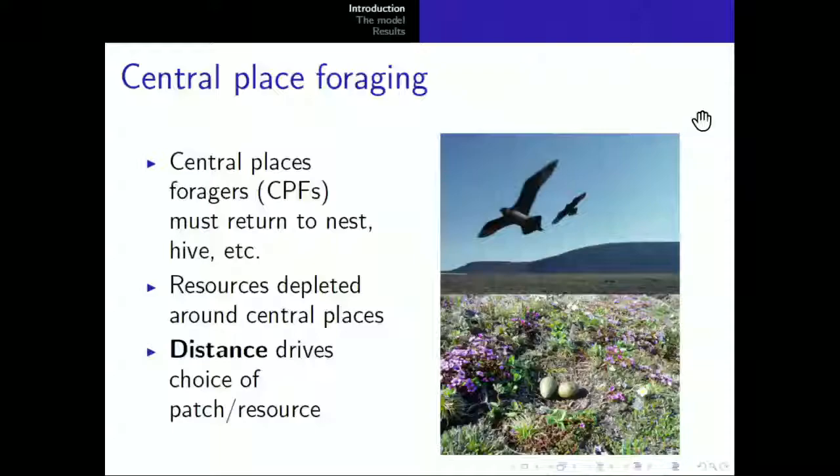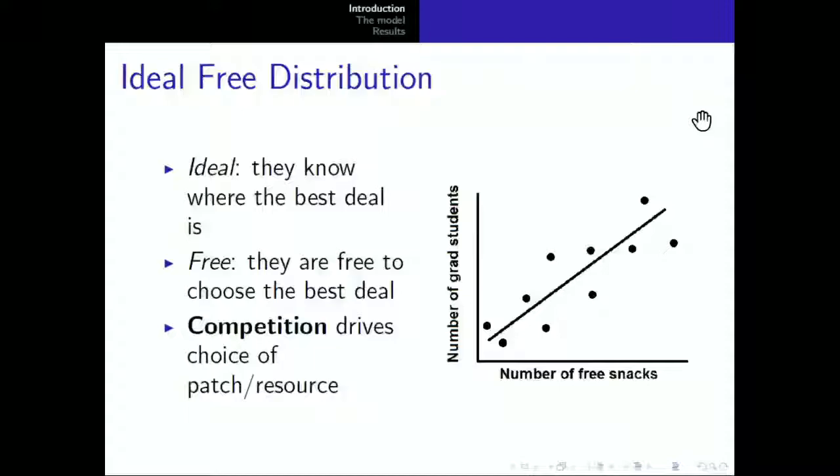Now, the other model I would like to talk about is the ideal free distribution. The ideal free distribution is a competitive model inherently. In this, the organisms are ideal and they are free. They are ideal and they know where the best deal is. They know where they can go to get the most food or have the most kids or whatever it is. And they are free to choose the best deal. In other words, they are free to go and occupy those patch or nest sites. And in this model, competition drives the choice of patch and resource.